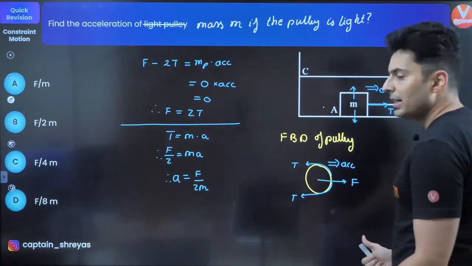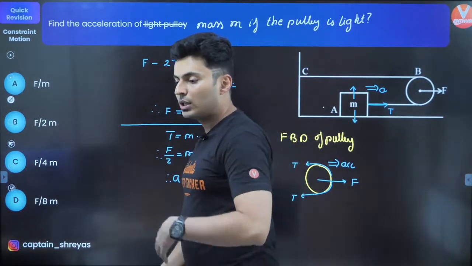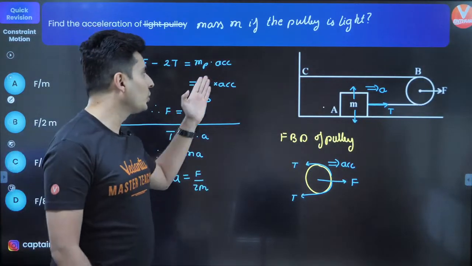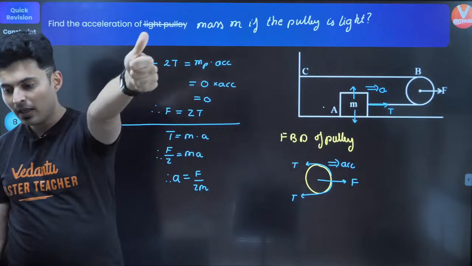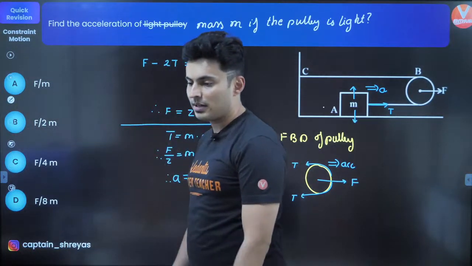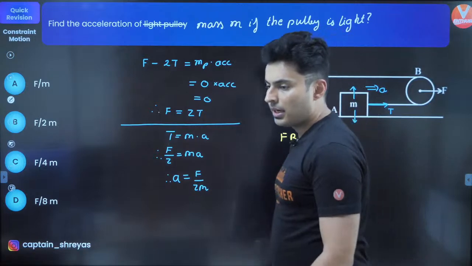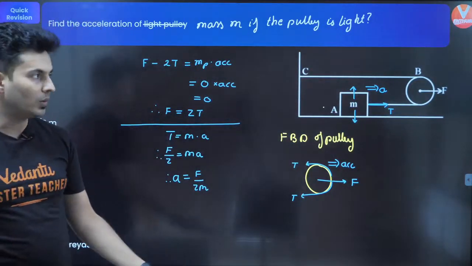Got it? Everybody clear? When is it 2T, when is it not 2T, when do you have to make sure that F is 2T? Only when the pulley is massless. Correct, Solar, very good. Hi Simran, welcome. Hello Ilyana, Fahima, welcome Bacha Log.